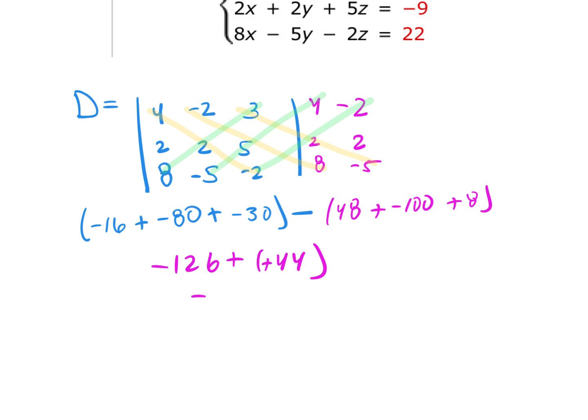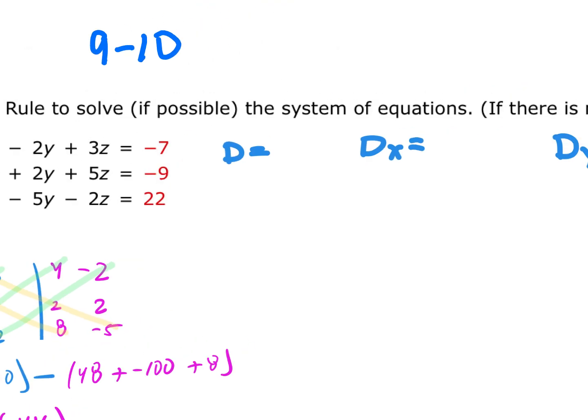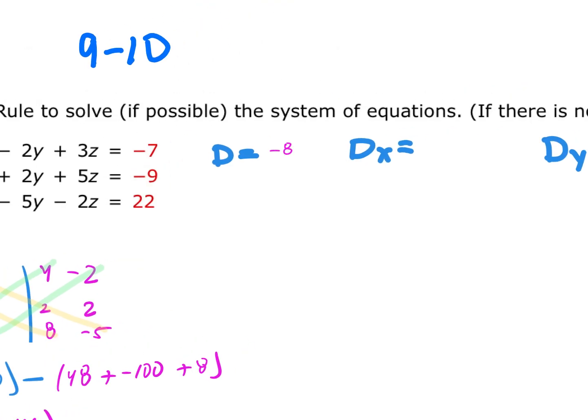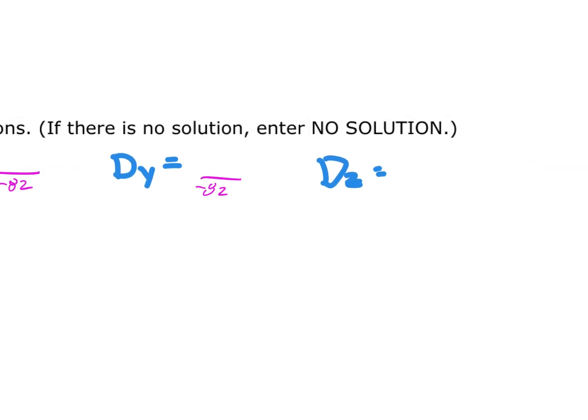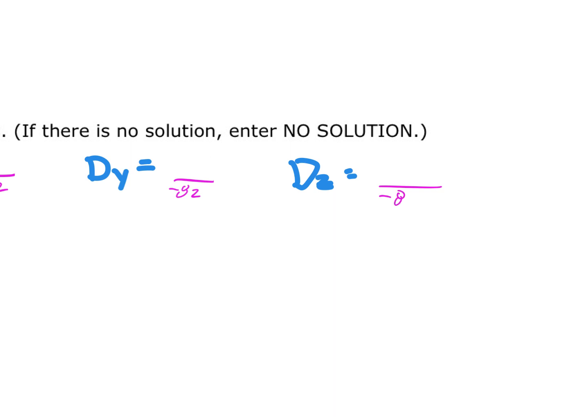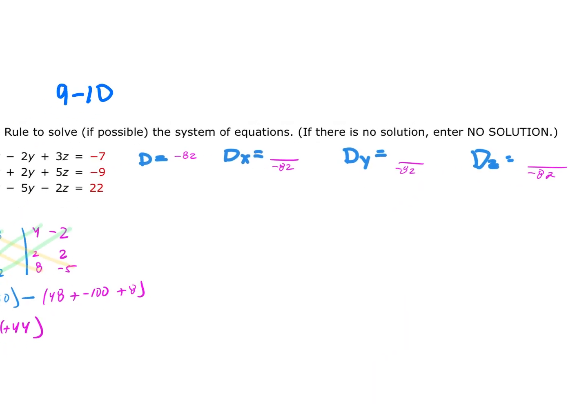So what we do with that, negative 82, that is the determinant value that you found. That means I'm going to take every one of these values that I find and divide it by negative 82. And that's how I'm going to get my ordered triple. Okay, so now I'm going to find the determinant for x.